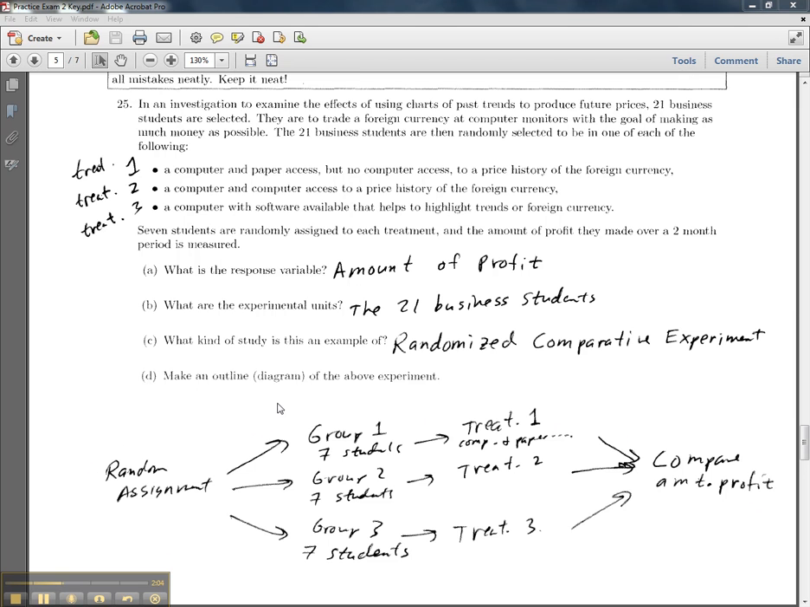you're going to really have to read the whole question and really understand all the information that is given to you. But it is all given to you. They tell you that the 21 students are randomly selected to be in one of the 3 groups, right? So you have random assignment to the 3 groups, and then the 3 groups have a corresponding treatment. And then towards the end, they need to measure the amount of profit. So that's it for number 25.